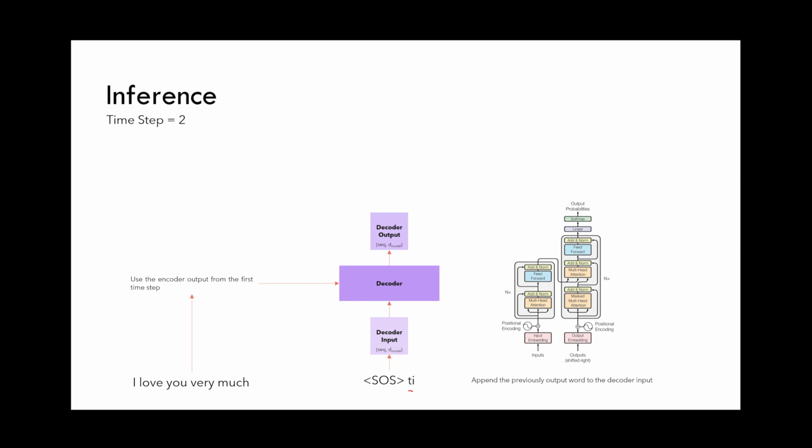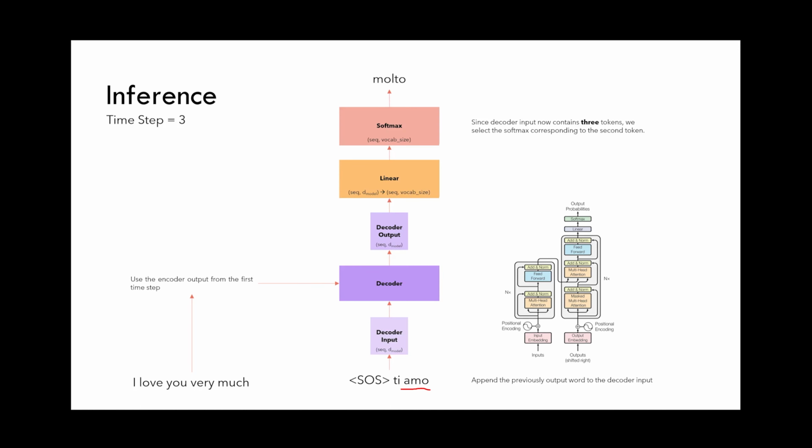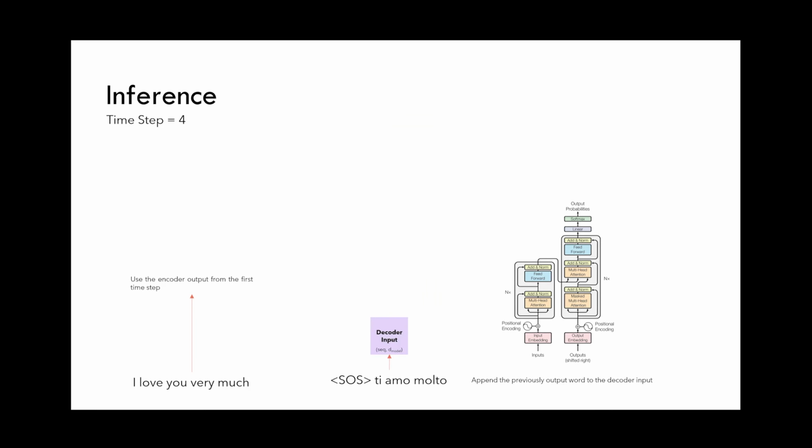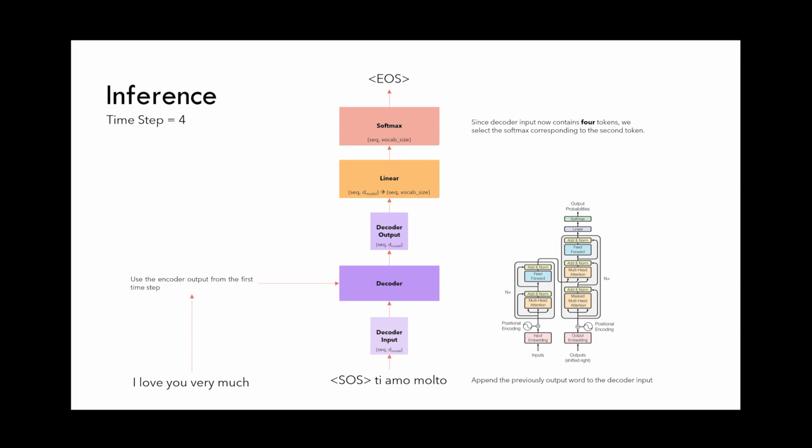This again will create an output, and we map it to a linear layer, and then softmax, and now it will produce the next word, which is amo. And this happens at time step 2. Time step 3, same thing. We add the previous output word to our input of the decoder, and then it will produce another word, molto. We do it again for time step 4, and finally it should output EOS, which means end of sentence. So if everything is working fine, our transformer should work like this, if it has been trained correctly.